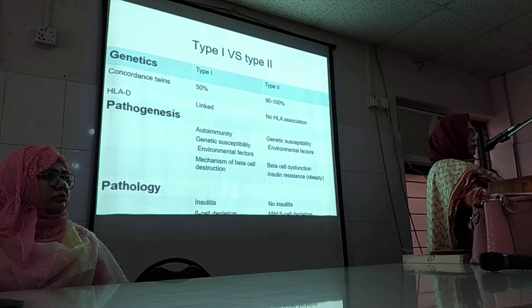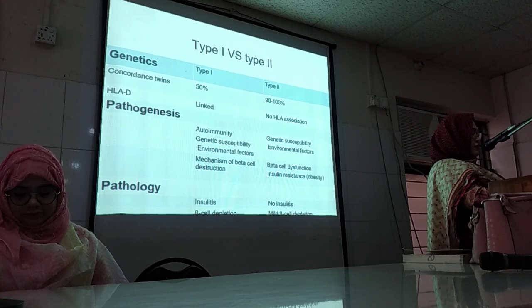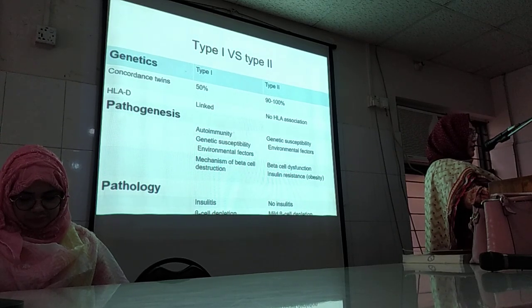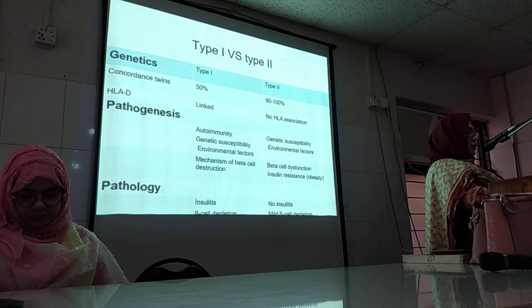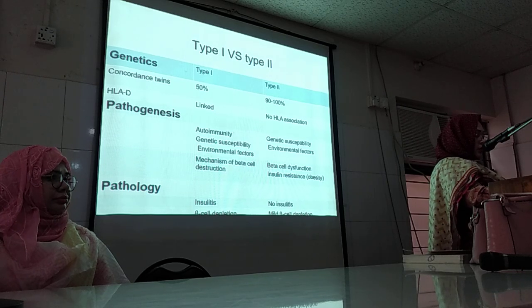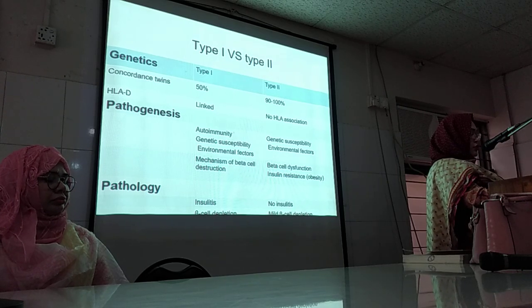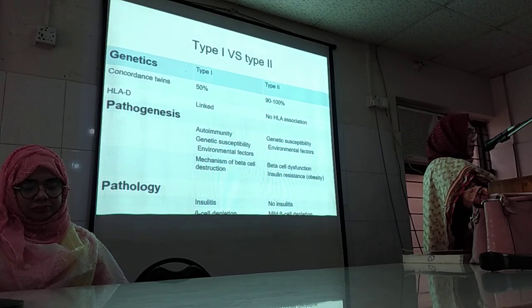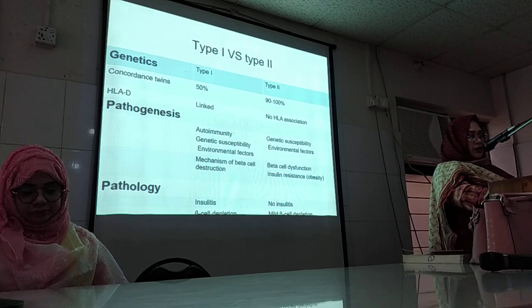no association in type 2. Pathogenesis: type 1A, autoimmunity, genetic susceptibility, environmental factor, mechanism of beta cell destruction. Type 2, genetic susceptibility, environmental factor, beta cell destruction, insulin resistance. The pathology: insulitis in type 1, no insulitis and mild beta cell depletion in case of type 2.